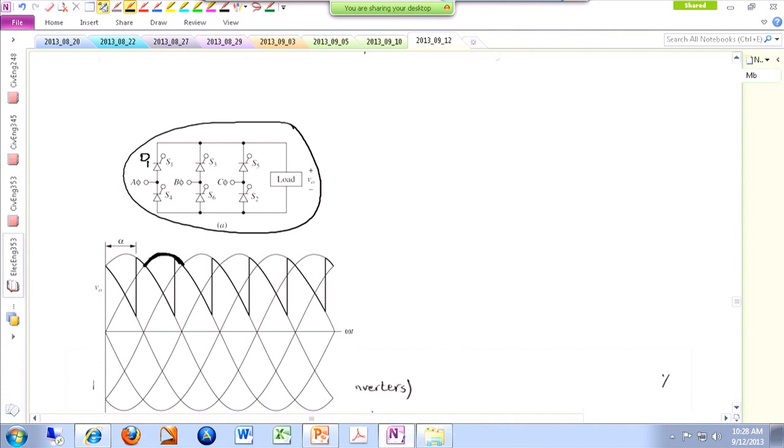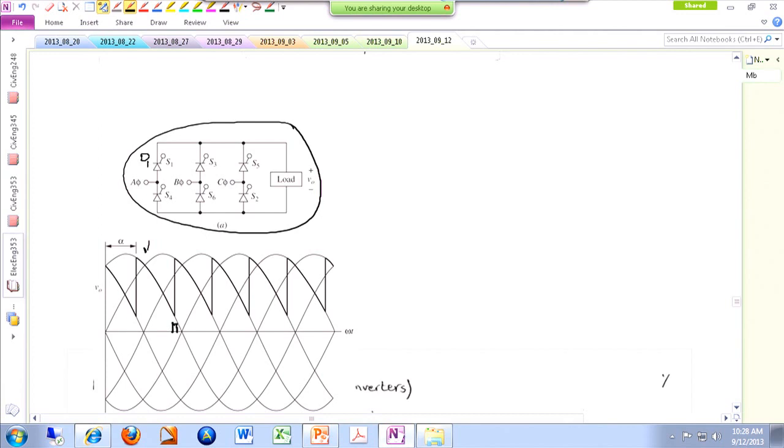Because that's when phase A is the maximum phase in terms of value. But now that we have an SCR, as soon as this time instant arrives, the SCR is forward biased. That means it's eligible to be turned on and to be triggered. So the question is when we are triggering it. So we are triggering it at this particular point.